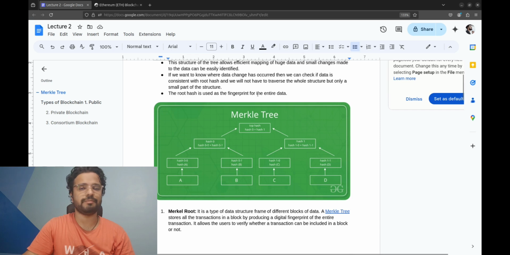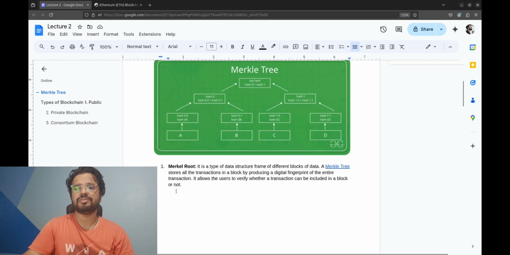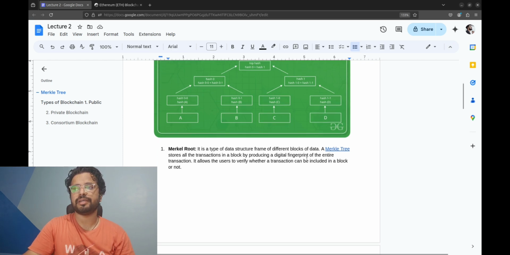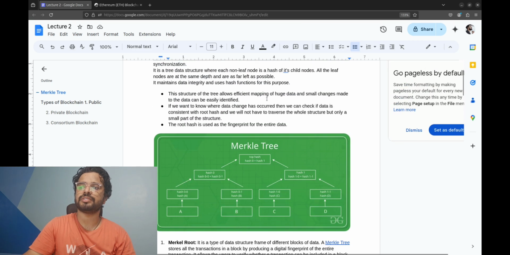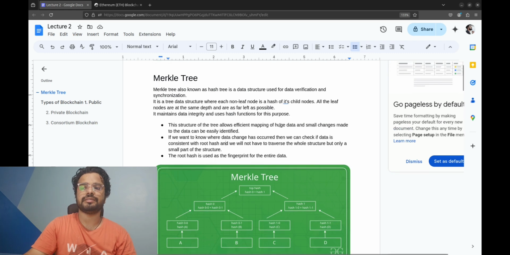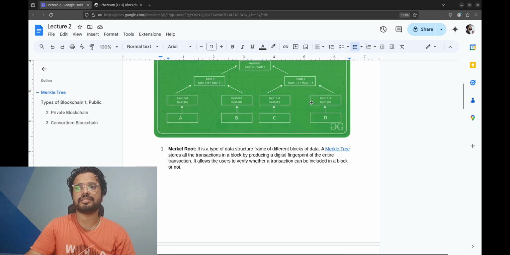Root hash is used as a fingerprint of the entire data. Since this hash is the combination of all the hashes, we can easily use it as a fingerprint to uniquely identify the tree. So the Merkle root is the topmost part. It is a data structure over different blocks of data, covering all the transactions in the block by providing a digital fingerprint of the entire transaction set that I have mentioned earlier. So this structure is used in blockchain to identify and search a block, and for checking the validation of a blockchain.